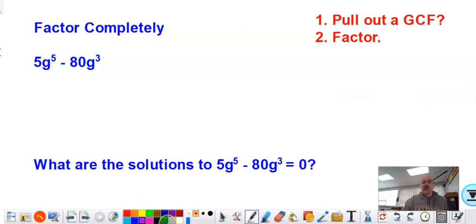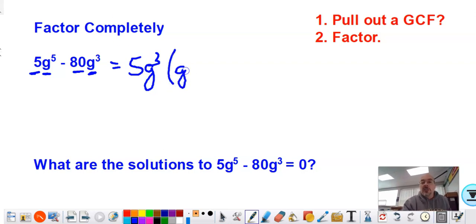All right, pull out the GCF. Let's see. This one, it looks like we have 5 and 80. It looks like we can pull out a 5, folks. And we've got g to the 5th and g to the 3rd. Well, they have g to the 3rd in common. So I'm going to pull out 5g to the 3rd. When I pull that out, I'm left with g squared. You have to know your exponent rules when you pull out that GCF.